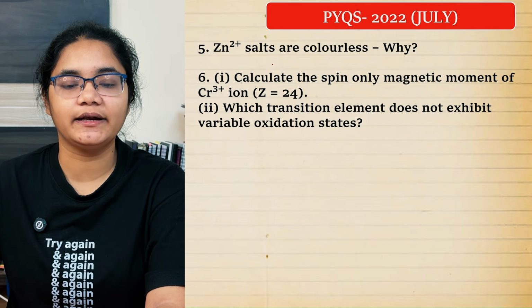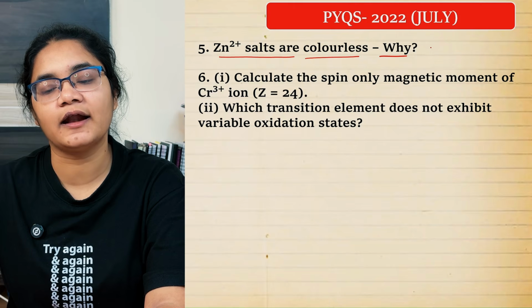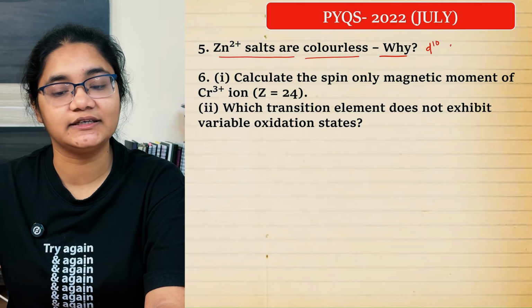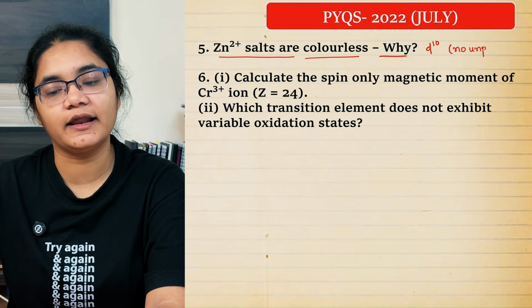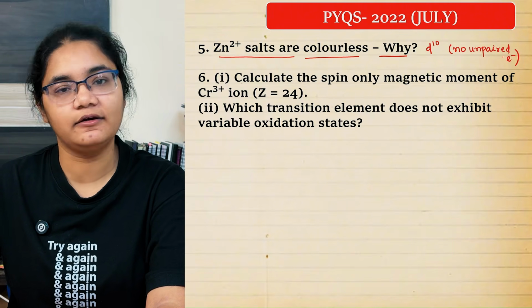Now move to July 22. Zn2 plus salts are colorless. Explain why. Again, here you know that in Zn2 plus the configuration is d10. So there are no unpaired electrons. And if there is no unpaired electron, then there will be no d-d transition.